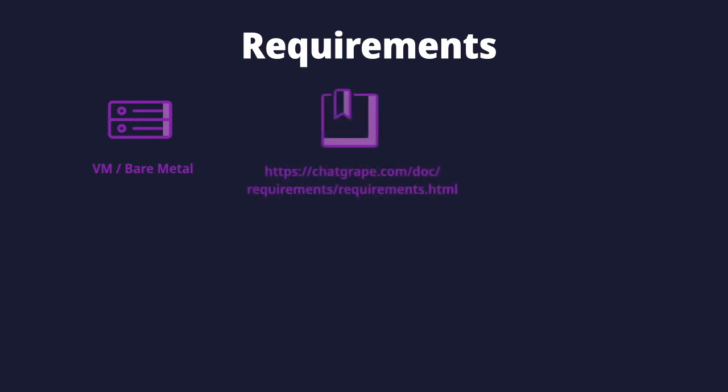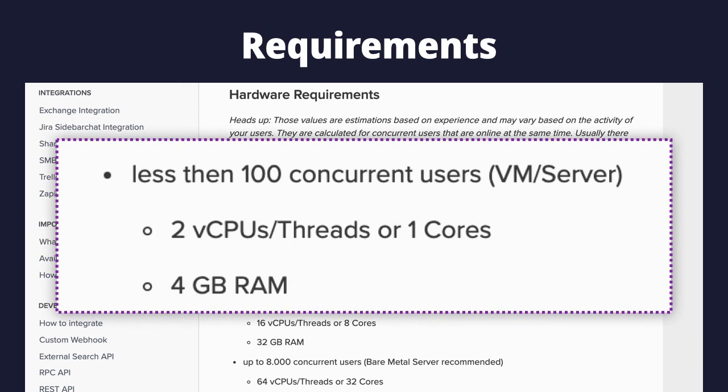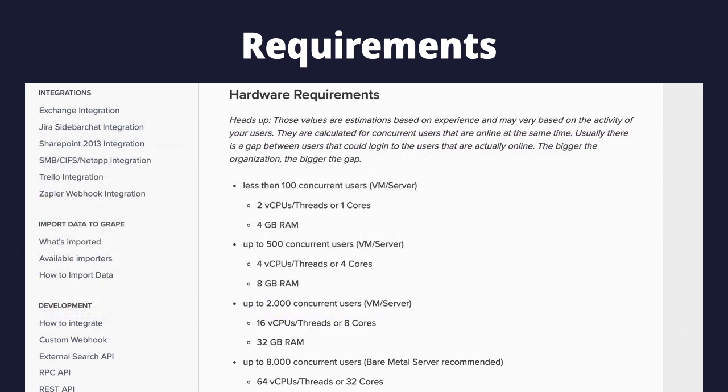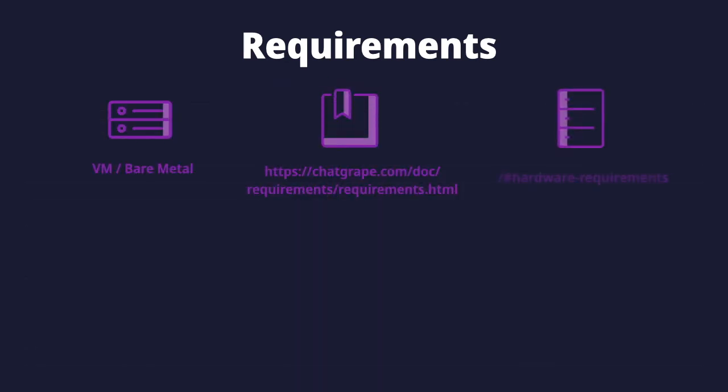Now let's talk about requirements. What do you need to set up Grape server? First of all, you will need a virtual machine or a bare metal server. For the hardware requirements, please check out our documentation. They might have changed already when you're watching that video. Right now, for example, for less than 100 concurrent users, we recommend 2 virtual CPUs or 1 core and 4 gigs of RAM. In the Grape server setup tutorial, my colleague Christoph will use 4 virtual CPUs and 8 gigs of RAM. You will also find information on how to calculate the storage requirements in the docs.